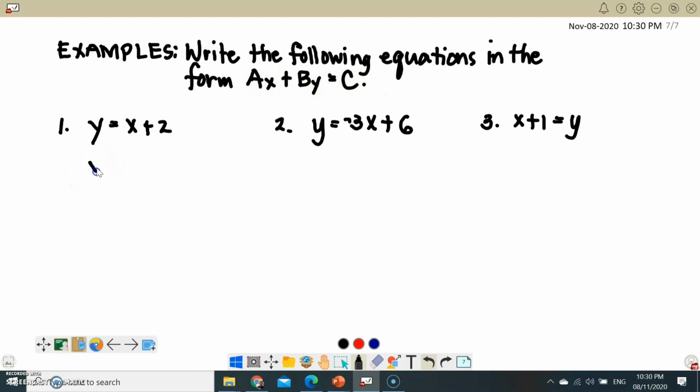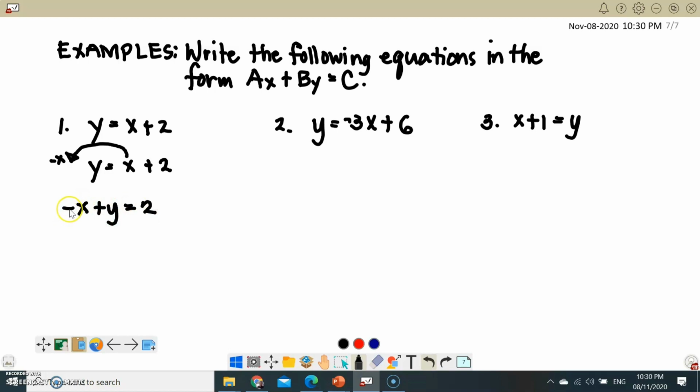So we have here y is equal to x plus 2. So we transpose x to the other side of the equation. That is positive, then it becomes negative. So we now have negative x plus y is equal to 2.